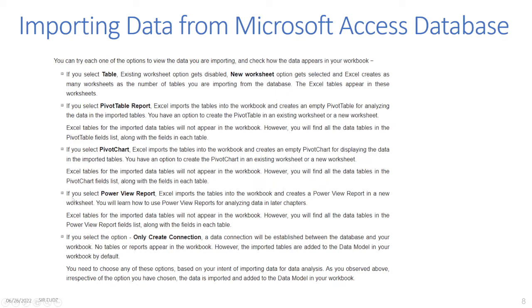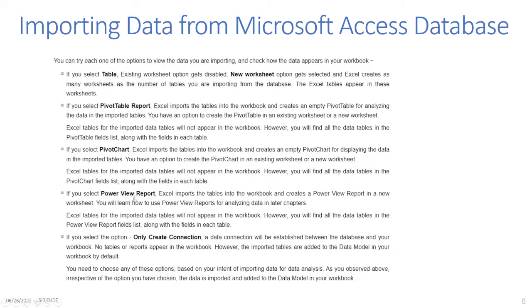If you select Power View Report, by the way, this is already removed from Excel, so maybe we'll just skip this one. If you select the option Only Create Connection, a data connection will be established between the database and your workbook. No tables or reports appear in the workbook. However, the imported tables are added to the data model in your workbook by default. You need to choose any of these options based on your intent of importing data for data analysis. As you observe above, irrespective of the option you have chosen, the data is imported and added to the data model in your workbook.